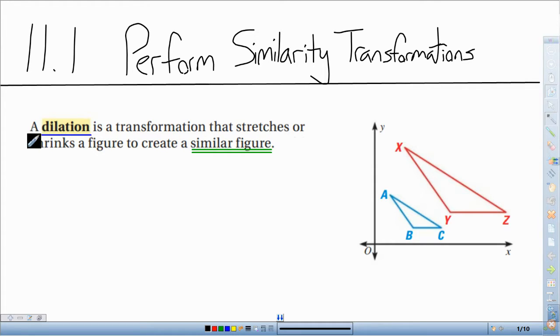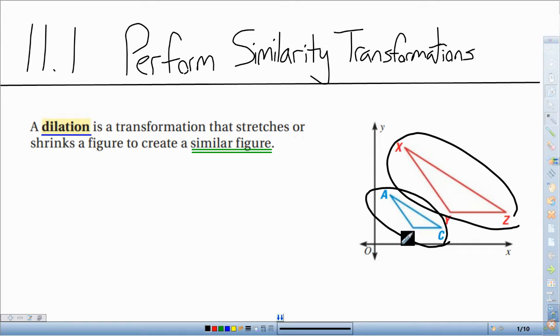So just a little reminder on what a dilation is. It says a dilation is a transformation that stretches or shrinks a figure to create similar figures. And that's kind of what's going on here. You can think of it as if this was our original shape and a dilation was applied to it. This looks like it would stretch this out to create a similar shape.